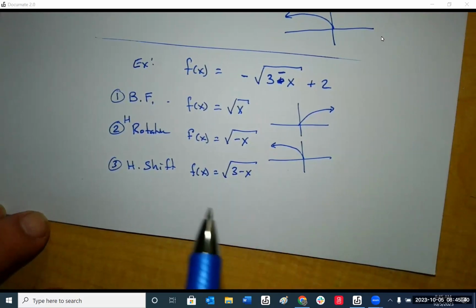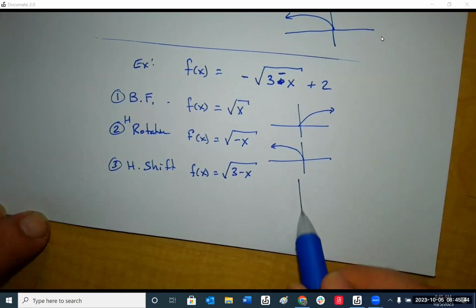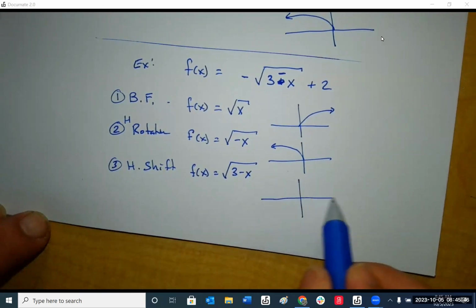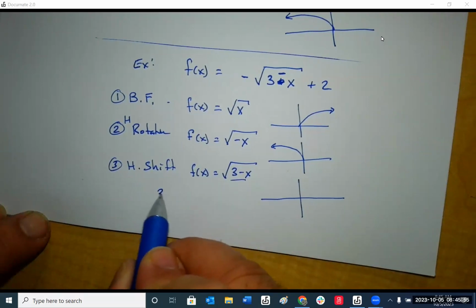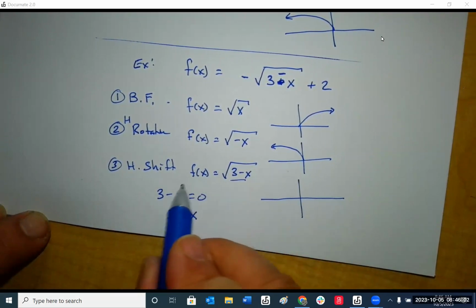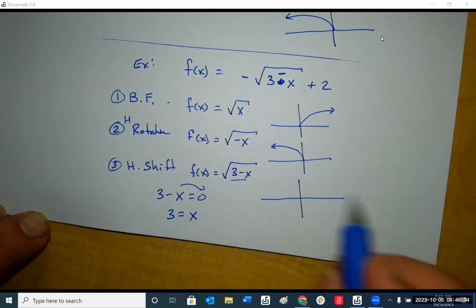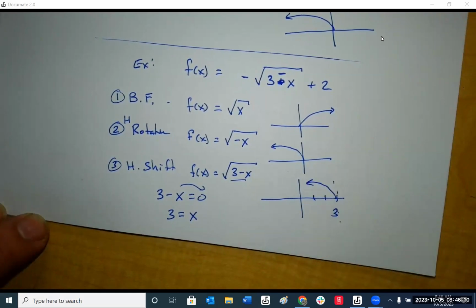We have an equation inside the function. That means it's a horizontal shift. How far does it move? In which direction? Remember, take this function, set it equal to 0. I move the X over. So it moves to the right 3 spaces. So my graph looks like this.